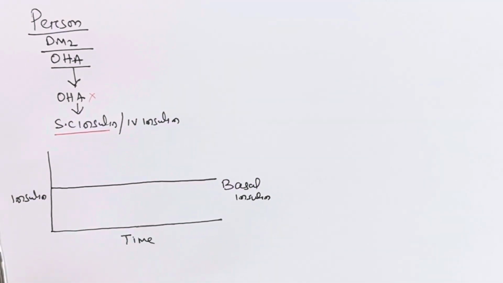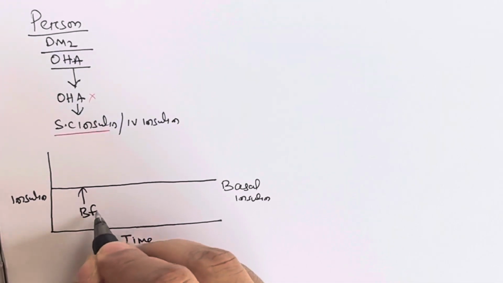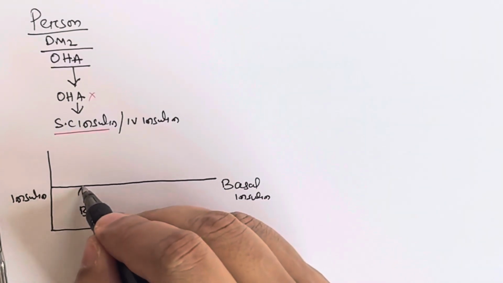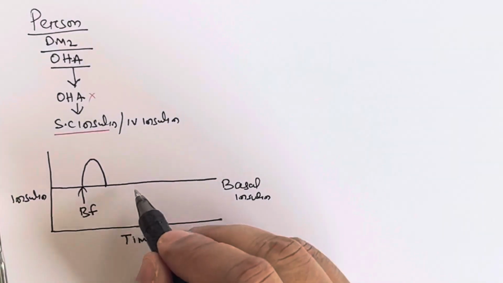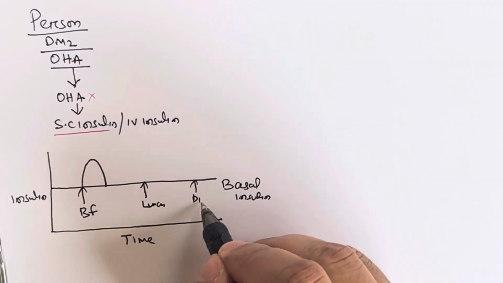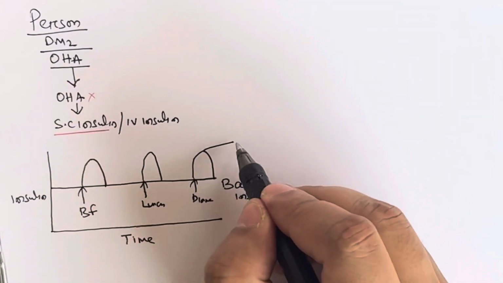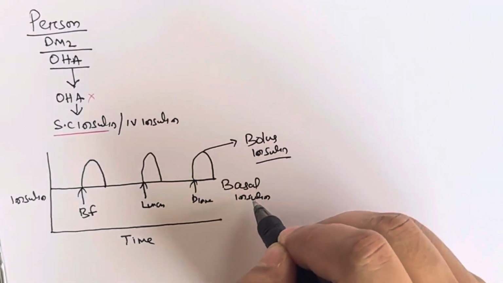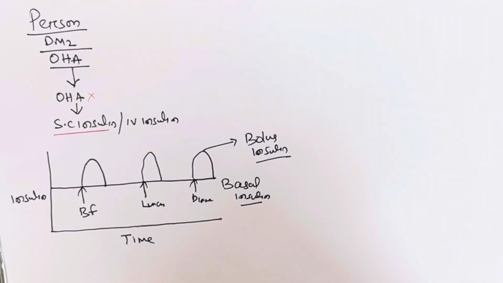And as we eat our meals, suppose we eat our breakfast, immediately there is a glucose overload, so immediately there is a spike in the insulin secretion. This is called prandial spike or postprandial spike of insulin. And again at the time of lunch and dinner, we'll have these spikes of insulin, and these spikes are called bolus insulin. So our purpose is to emulate this physiological function of insulin in our body.